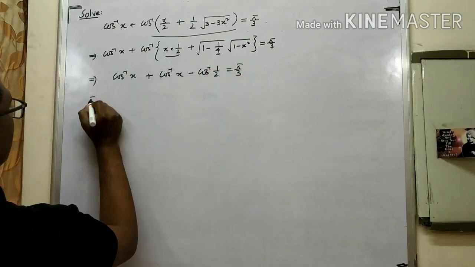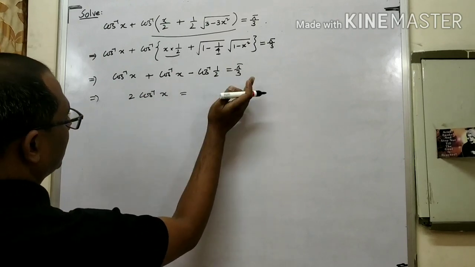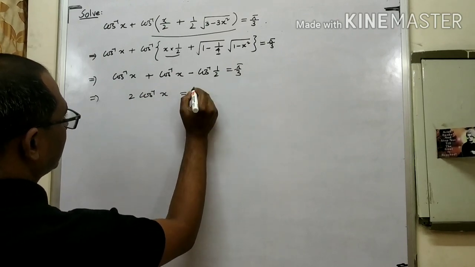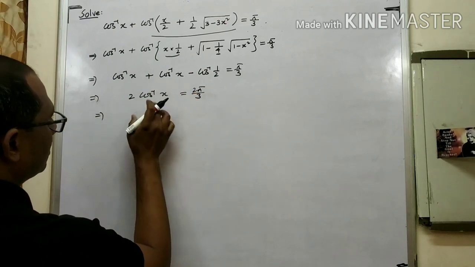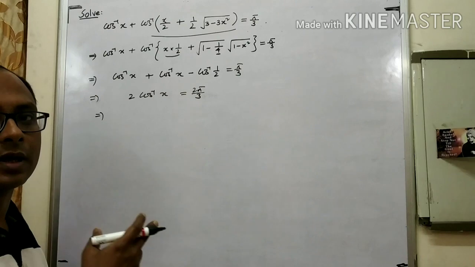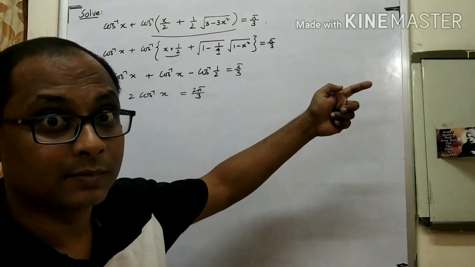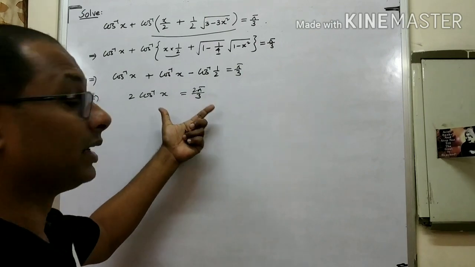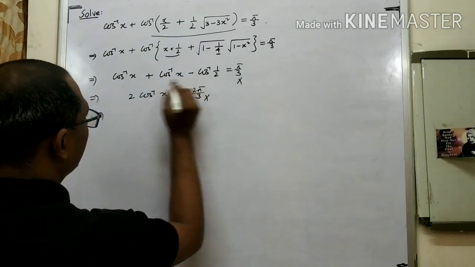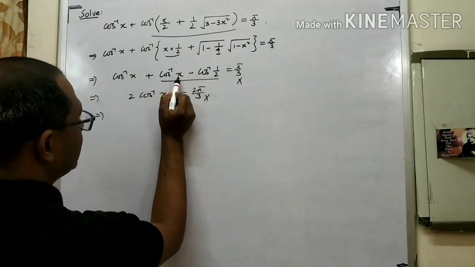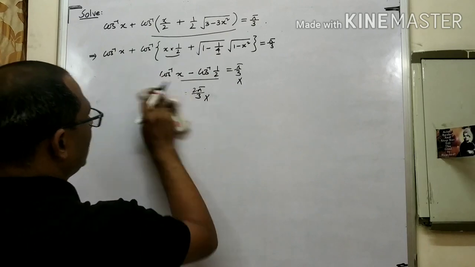So 2 cos inverse of x equals, this one will go there, pi by 3 only, 2 pi by 3. So 2 cancels, cos inverse of x equal to pi by 3. So x equals cos of pi by 3, that is half. Half is the answer. But that is a wrong thing to do. Before writing this, we have to check whether x is greater or half is greater. So we'll now do that.